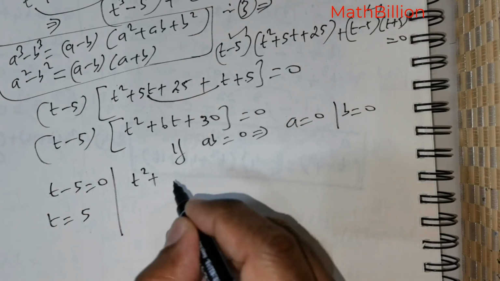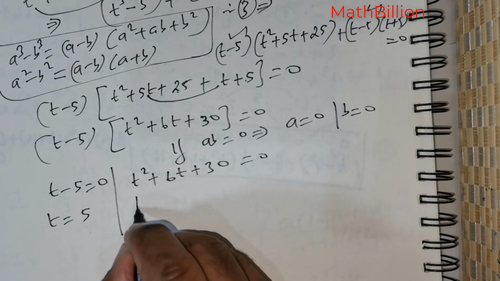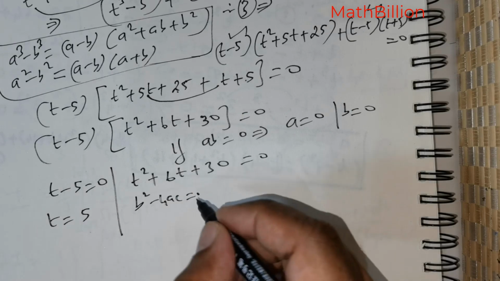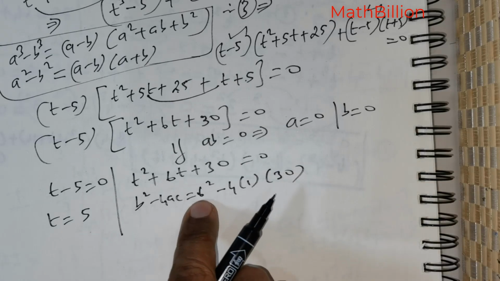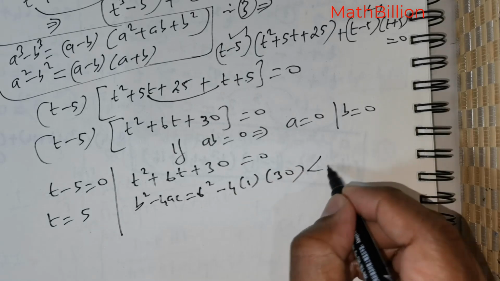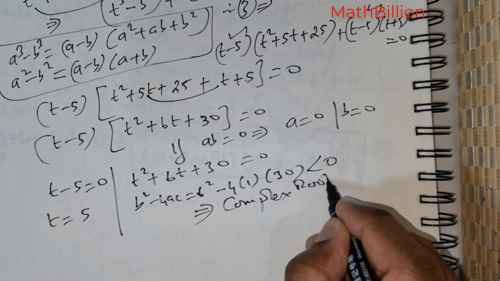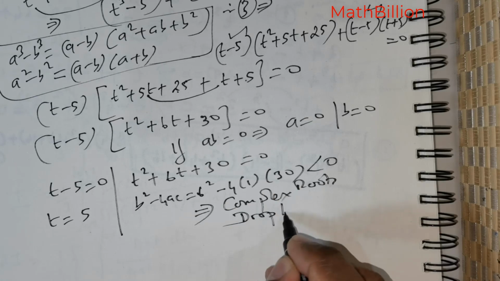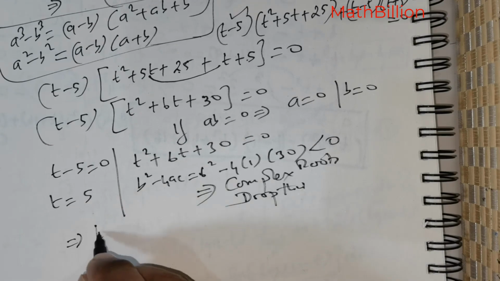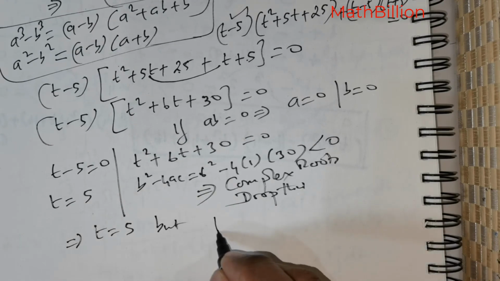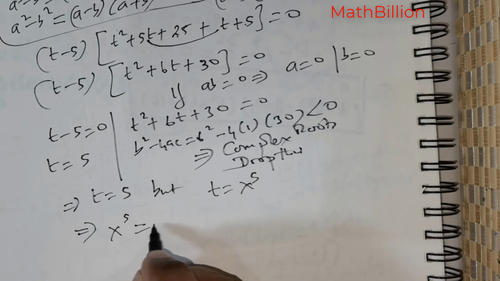In this case, if I take t^2 + 6t + 30 = 0 and then find the discriminant b^2 - 4ac, this is going to be 6^2 - 4 times 1 times 30, which is 36 - 120. So this is less than 0. This means you have got complex roots and we drop this. We don't need complex roots, we only need real roots. So this means t = 5, but t is equal to x^5. So this would mean x^5 = 5.